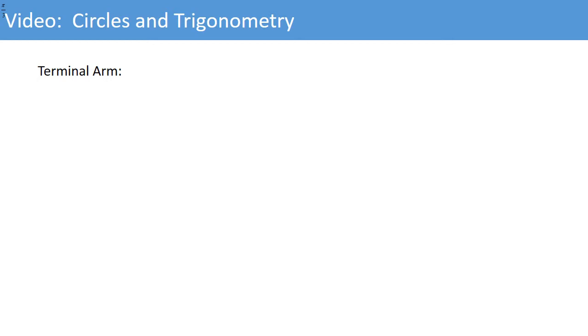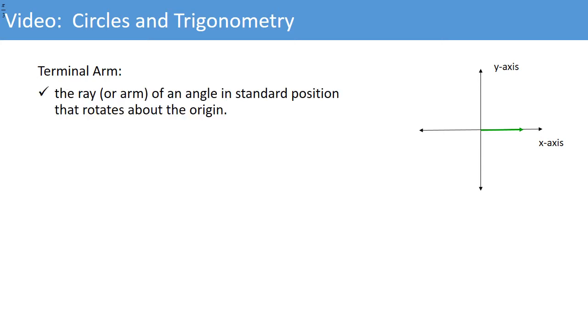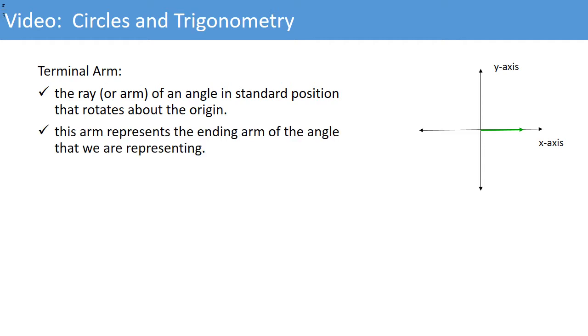Now, the next term we want to look at is the terminal arm. The ray or arm of an angle in standard position that rotates about the origin is called the terminal arm. This arm represents the ending arm or ray or position of the angle we are representing. For example, our diagram shows a rotation of 60 degrees. We start at the initial arm, we rotate to the terminal arm for a measure of 60 degrees.